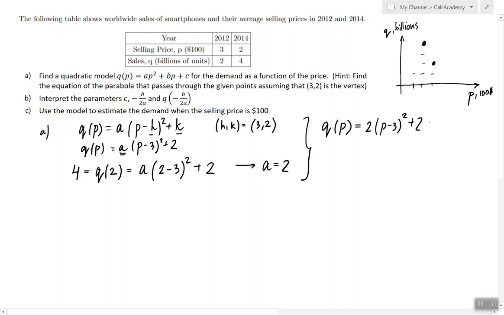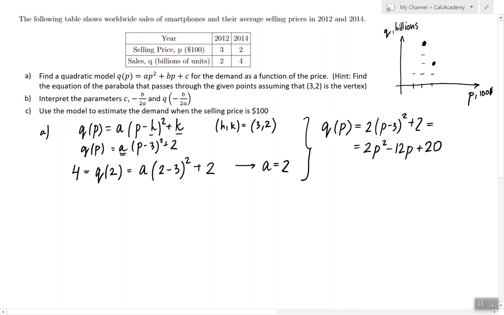This is the vertex form. For the interpretation we are going to write it in standard form. So we're going to distribute everything and combine like terms. So this is the model.